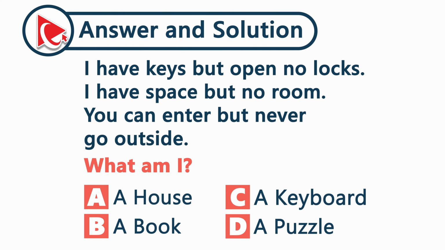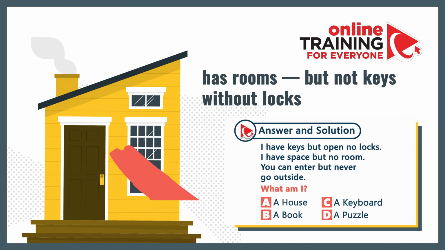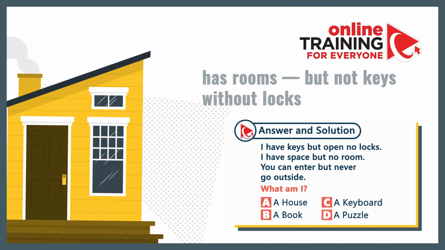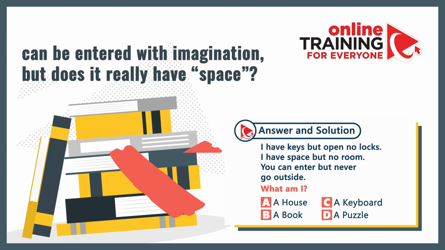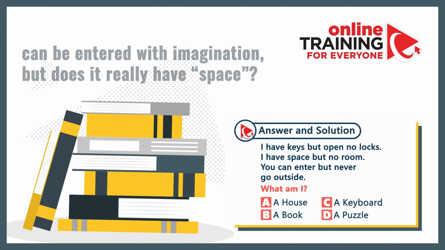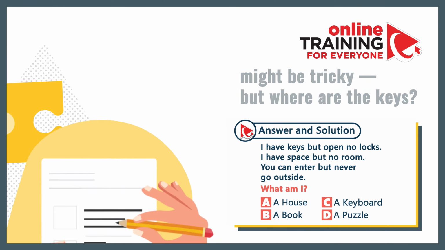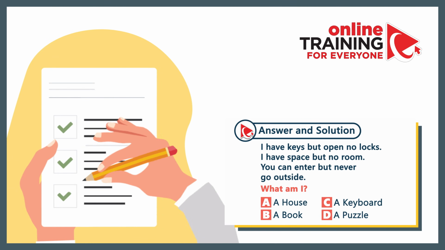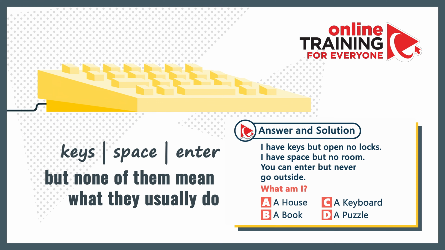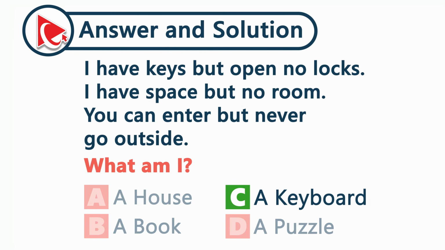Here's what's puzzling about this question. A house has rooms, but not keys without locks. A book can be entered with imagination, but does it really have a space? A puzzle might be tricky, but where are the keys? One of these answers has all three: keys, space, and enter, but none of them mean what they usually do. And the correct answer here is choice C, a keyboard.